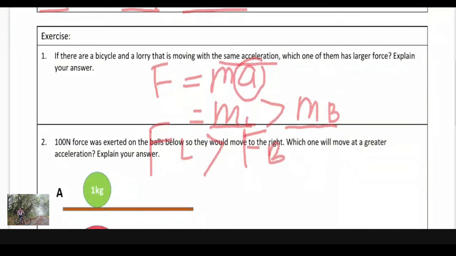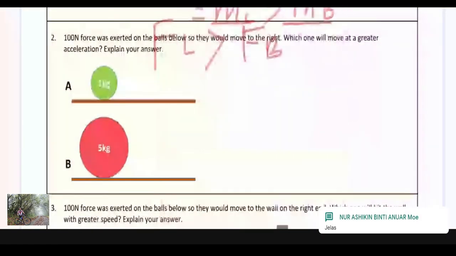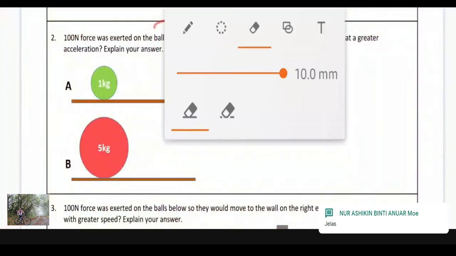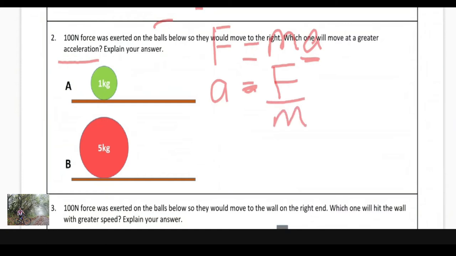Okay, look at question number 2. A 100 newton force was exerted on each ball below so they would move to the right. Which one will move with the greater acceleration? Explain your answer. So what is the formula for force? Force equals ma. Now we want to find the value of a. So a equals F over m. So when you look at here, we take a for the green ball.